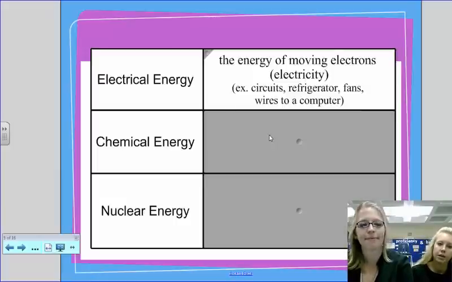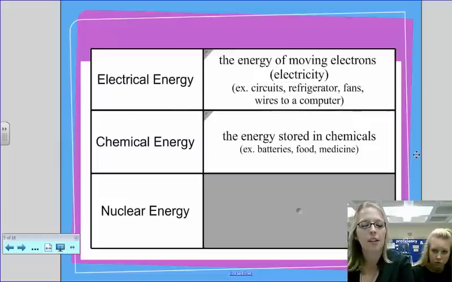Okay, the last 2 are the hardest 2, and they also often get mixed up with each other, so listen extra carefully. So chemical energy. The definition again isn't very scientific. It's just energy stored in chemicals. But what does that mean? Chemicals aren't necessarily what you think about with mad scientists mixing potions. I mean, that is a chemical, true.